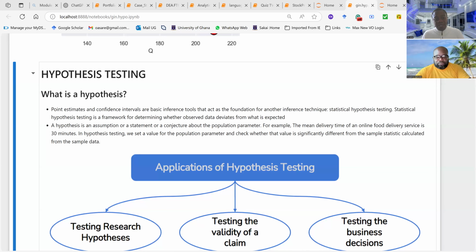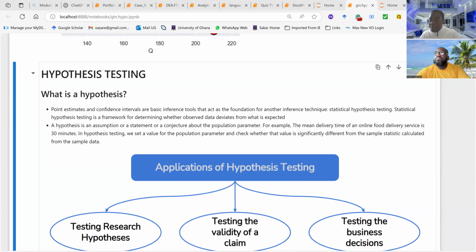Okay, let's look at the steps in hypothesis testing. First, you identify a key research question. Remember, a research question has a question mark. A hypothesis is a statement. You can take any research question and convert that question to a hypothesis.